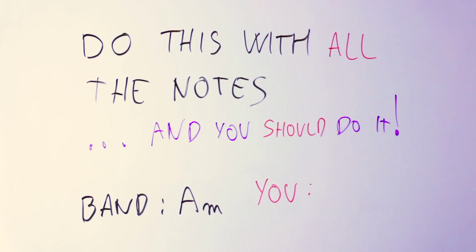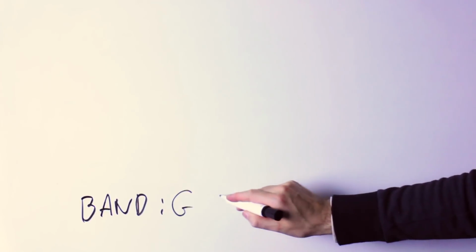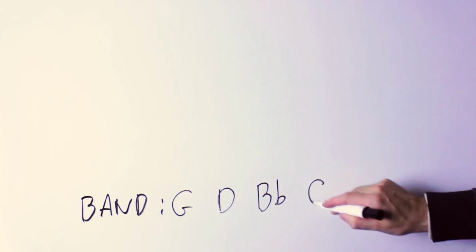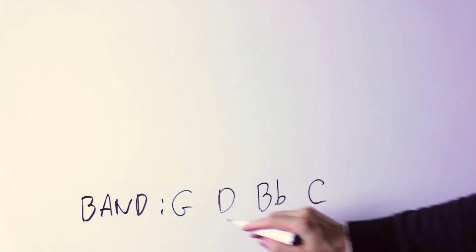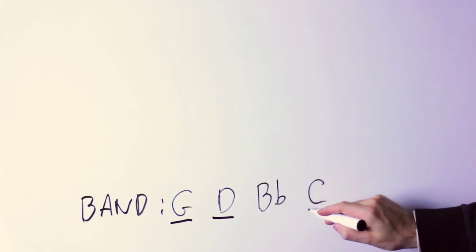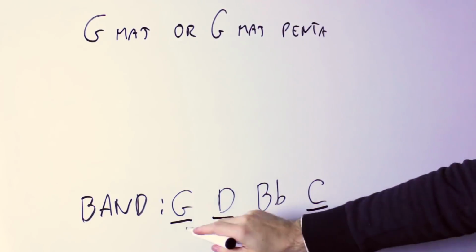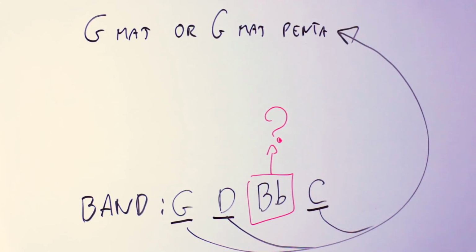Now let's see a slightly more complex situation. After all, how often does it happen to you that you are soloing over one chord? Let's say now you are soloing over a chord progression, and this chord progression is G, D, B flat, C. And let's say that you actually know a little bit of theory. So you know that over the G chord, the D chord, and the C chord, you can just solo using either the G major scale or the G major pentatonic. But you haven't the faintest idea on what to play on this B flat. If you keep playing the same thing, it actually sounds bad.